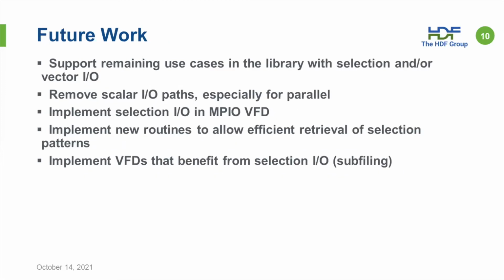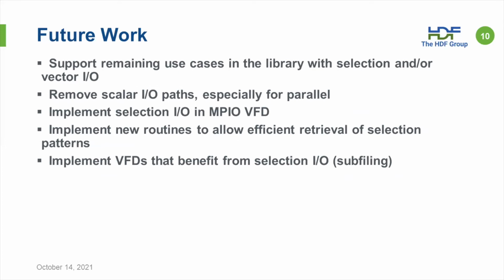So what's remaining is we want to support the remaining use cases, for example, data type conversion or chunk cache in IO pipelines. And once we've got everything implemented and verified that there aren't any substantial downsides to the new code, we want to remove the old code, especially that parallel hack that I was telling you about.